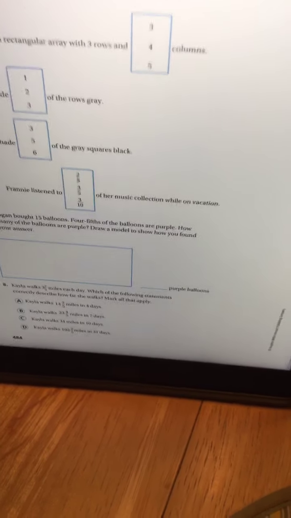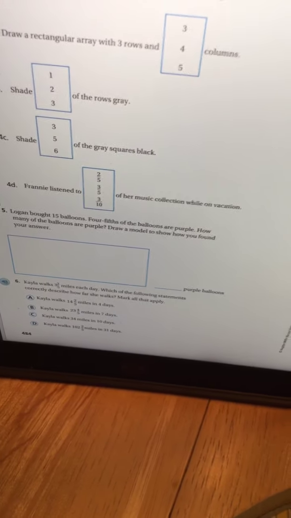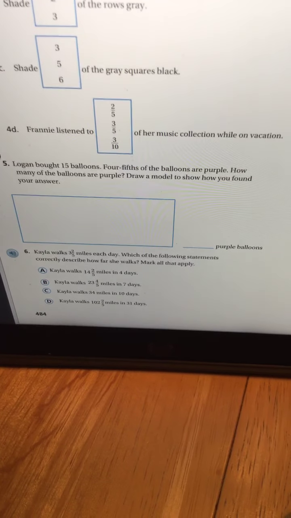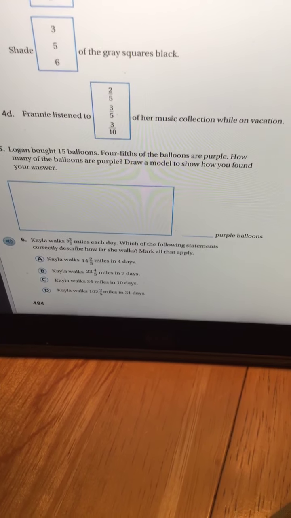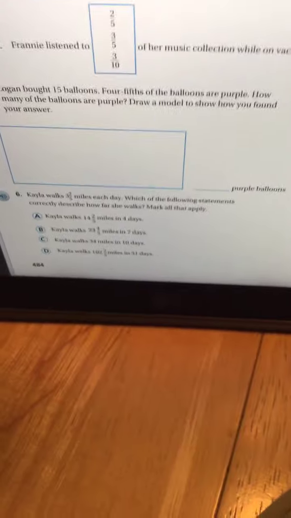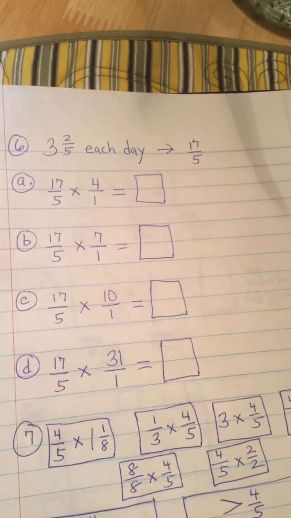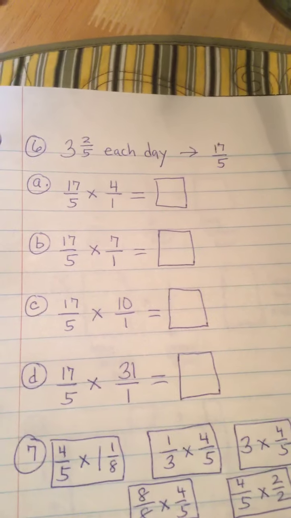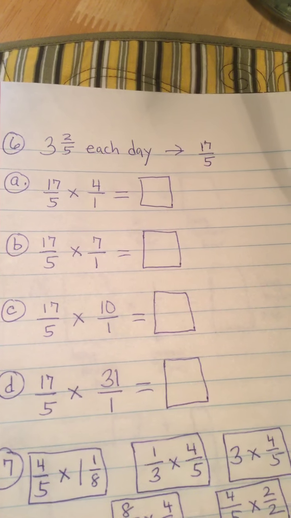All right, now let's go to number 6, because we have number 6 here. I want to show this to you. Number 6 is Kayla walks 3 2/5 miles each day. Which of the following statements correctly describes how far she walks? Mark all that apply. So you know that there could be more than one answer for this. So when you get to number 6, I want you to take a look at this. We know that Kayla walks 3 2/5 of a mile each day. So she's getting good exercise. What I want to do is change that to an improper fraction so that I can multiply it as a regular fraction.